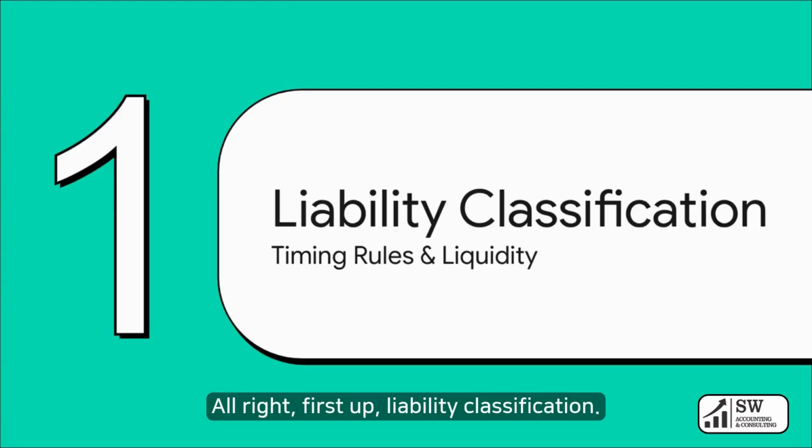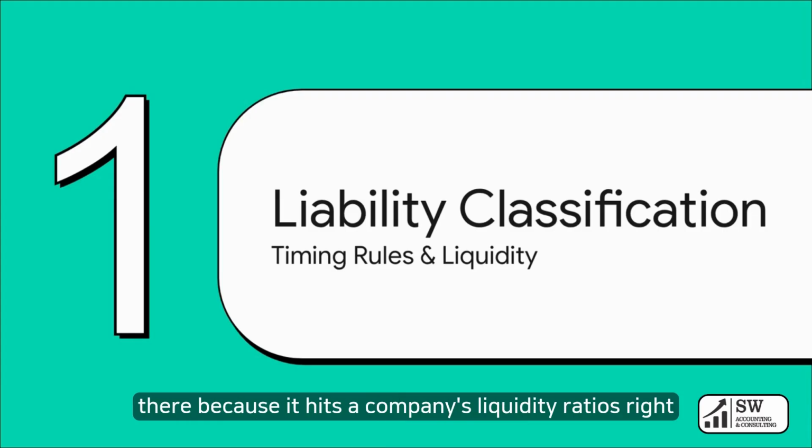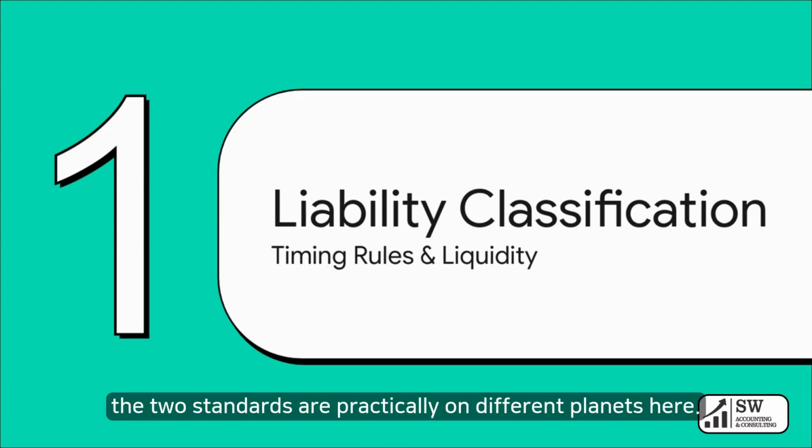All right, first up, liability classification. This is probably one of the biggest presentation differences out there because it hits a company's liquidity ratios right where it hurts. And it all comes down to one thing really, timing. As you're about to see, the two standards are practically on different planets here.